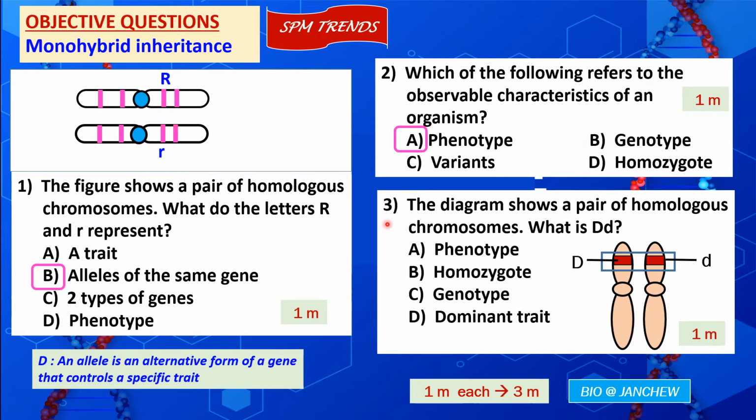Alright. So number 3, the diagram shows a pair of homologous chromosomes. What is big D, small d? Big D, small d. Is it A, phenotype, B, homozygote, C, genotype, or D, dominant trait?